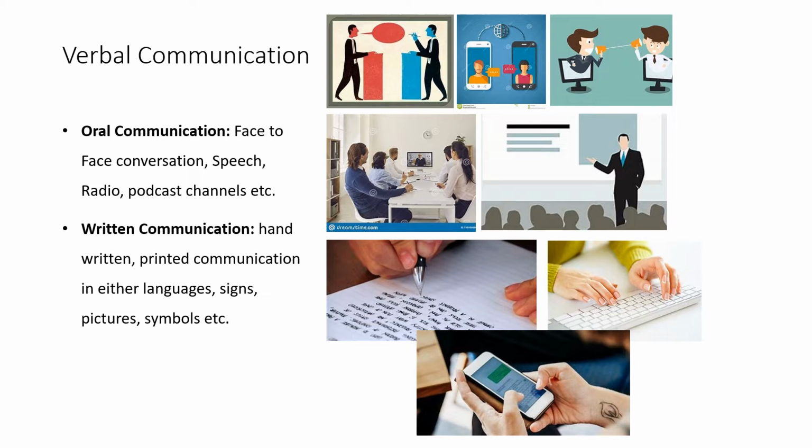Verbal communication is of two types, oral communication and written communication. The oral communication can be a face-to-face communication or conversation, a speech in which you deliver a lecture to a larger group, a radio in which your sound is broadcasted to a larger audience, or a podcast channel similar to a radio. Written communication can be handwritten or printed material which is typed via a mobile or a computer. The written communication can also be in forms of signs, pictures and symbols like the ones we use in emojis or like the ones which are used in traffic signals, etc.